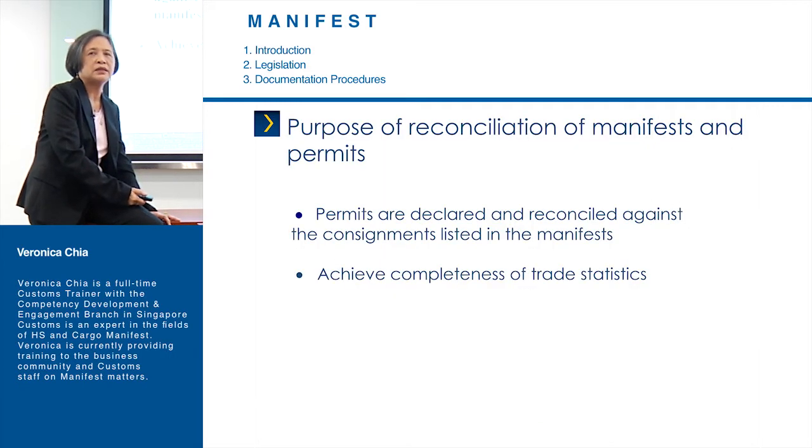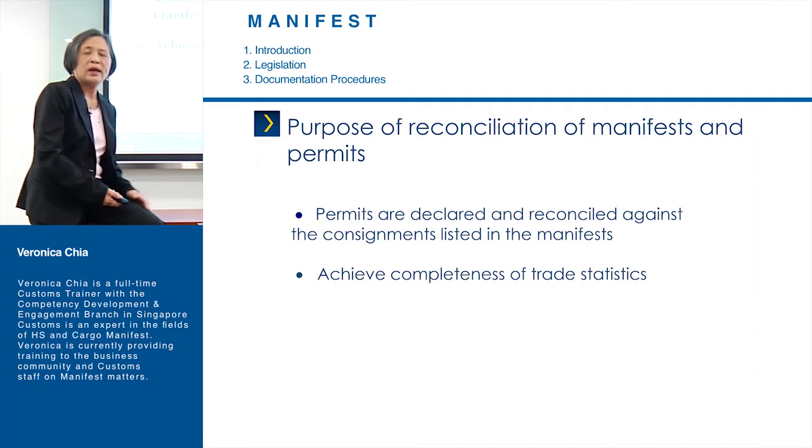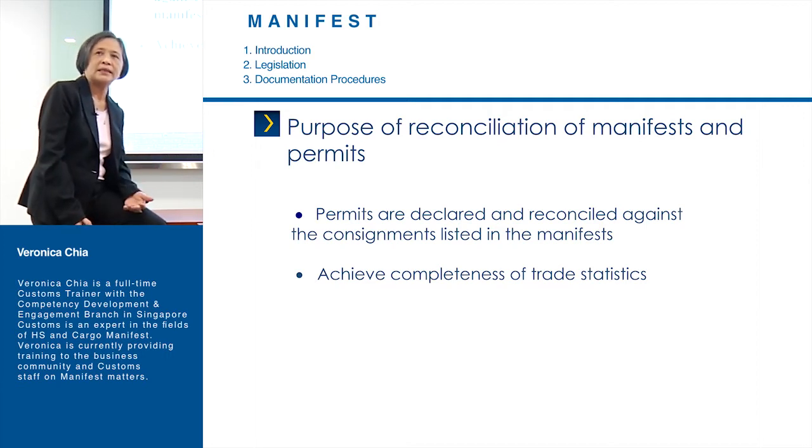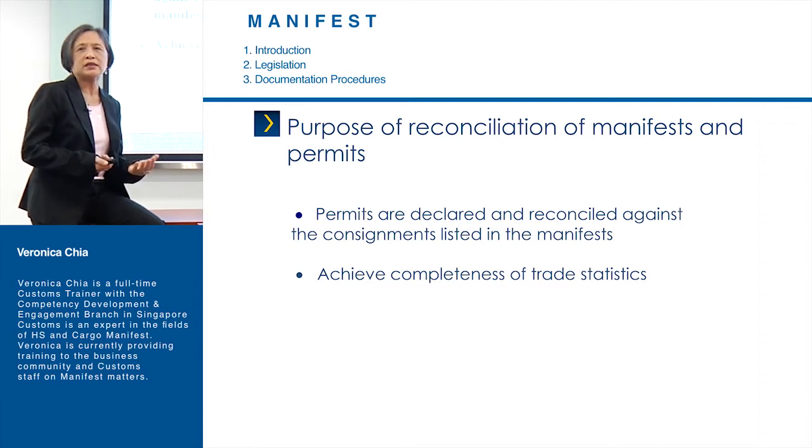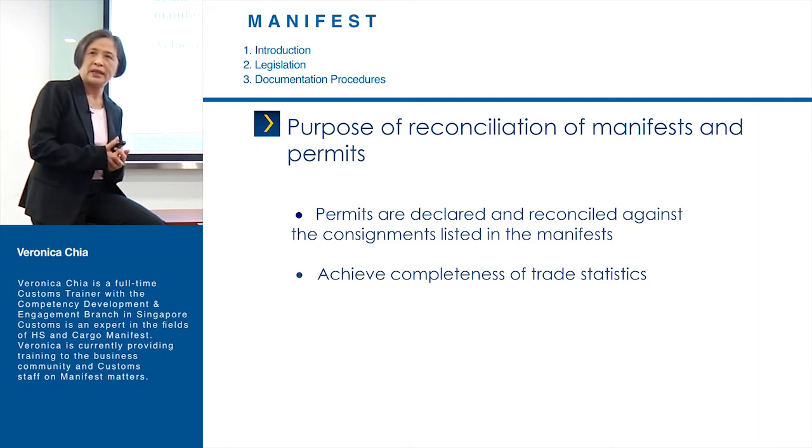The purpose of reconciliation is to ensure that all permits are declared and reconciled against all consignments listed in a manifest. This is at the same time to achieve completeness of trade stats. Trade stats in Singapore are collected so that the government, for example Singapore Customs, can use them for risk management. That is one purpose, and at the same time also collection of revenue for import.